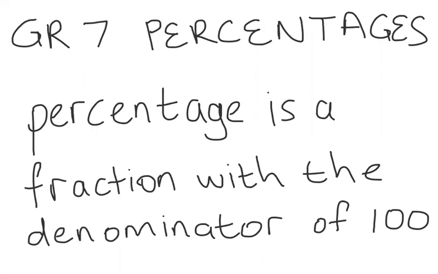This is percentages. So just the definition of a percentage. A percentage is a fraction with a denominator, and the denominator is the bottom part of the fraction. And so the percentage is where the bottom part of the fraction is 100. So just keep in mind, a percentage can be written different ways, but it's also a fraction with a denominator of 100. So let's do some examples.